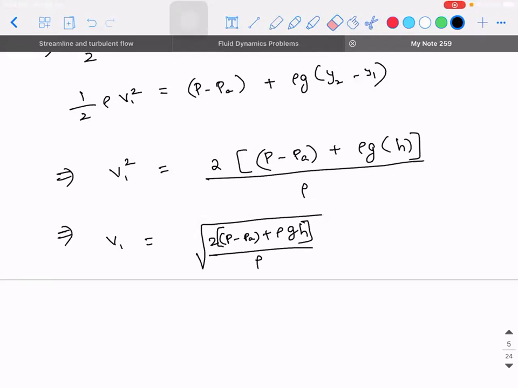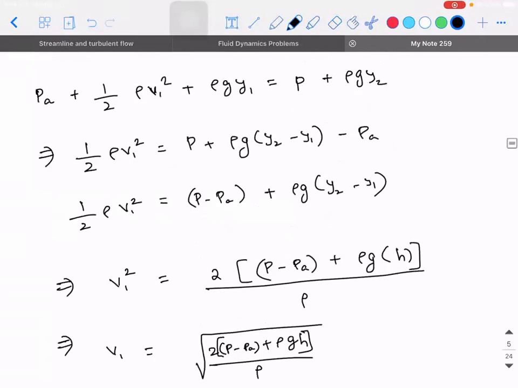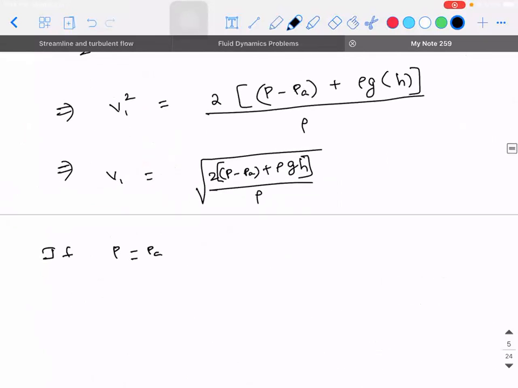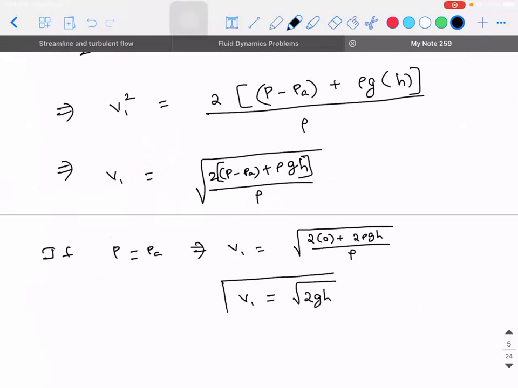Right? If P is equal to PA, means if this surface is also exposed to the atmosphere, then what would have happened? That implies V1 is equal to square root of 2 into 0 plus 2 into rho GH divided by rho. So you will have root of 2GH. This is another formula that can be used provided the top portion is also exposed to atmosphere.